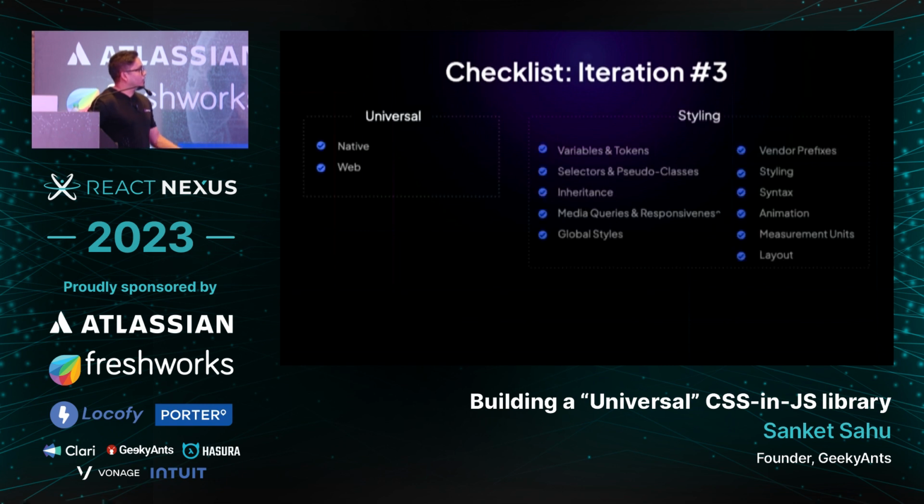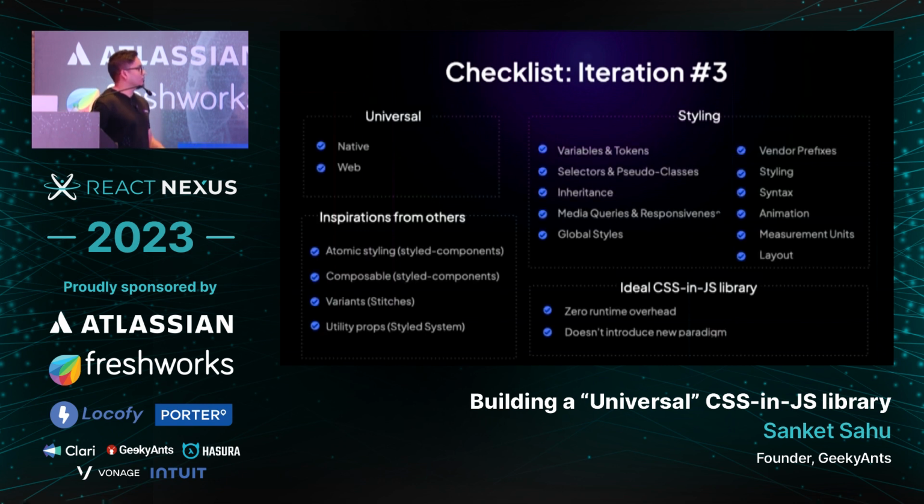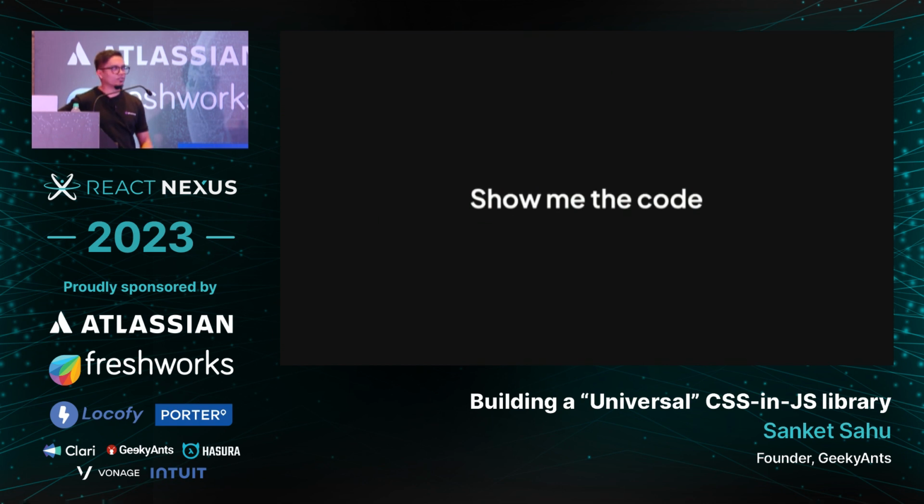So adding all those to our checklist, we reach the final checklist of what we need to have. It needs to be universal, it needs to have all the features of CSS, ideal CSS-in-JS library traits like near zero runtime or no runtime overhead, plus the inspirations from styled-components, that is atomic and composable, from Stitches, it should have variants, and utility props from styled-system. Okay, let's build one.